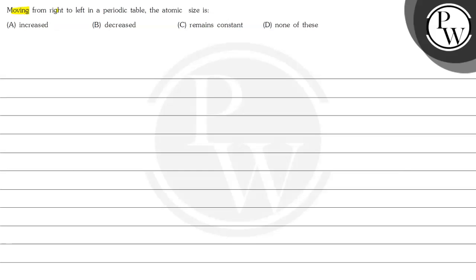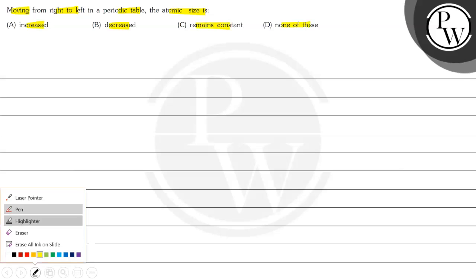Moving from right to left in a periodic table, the atomic size is increased, decreased, remains constant, none of these. Here we will start our solution.